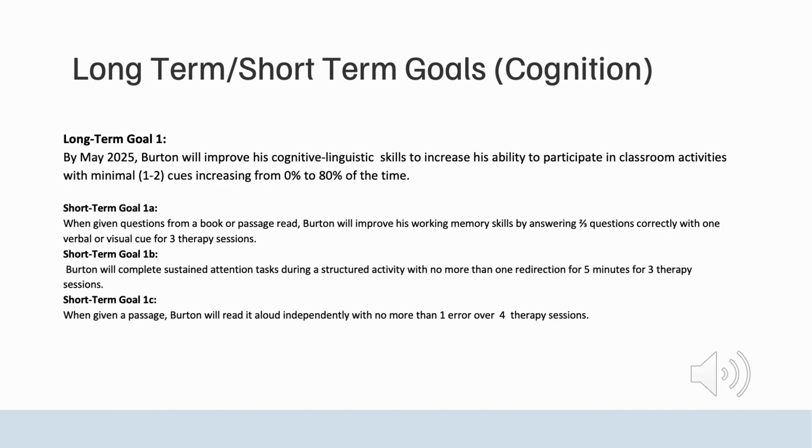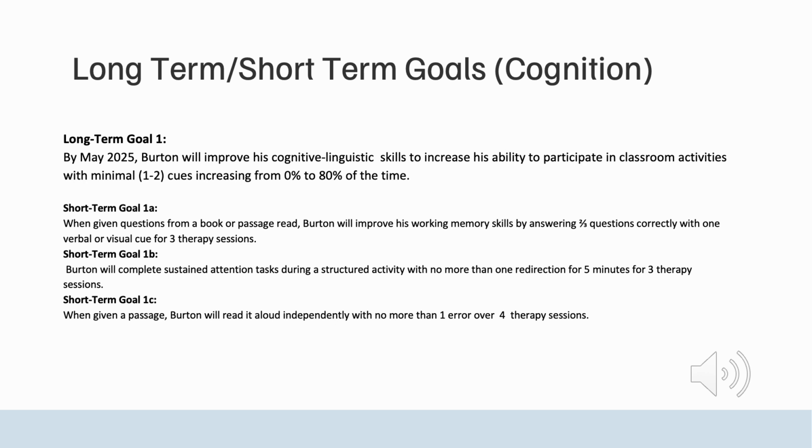Now we're going to talk about the long-term and short-term goals that we made for Burton as far as his cognition goes. The long-term goal 1 is, by May 2025, Burton will improve his cognitive linguistic skills to increase his ability to participate in classroom activities with minimal cues, which can be 1 to 2, increasing from 0% to 80% of the time. And then the short-term goals that go underneath this goal, that will be leading up to this goal, are as follows.